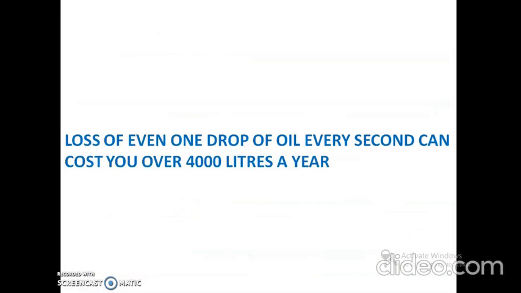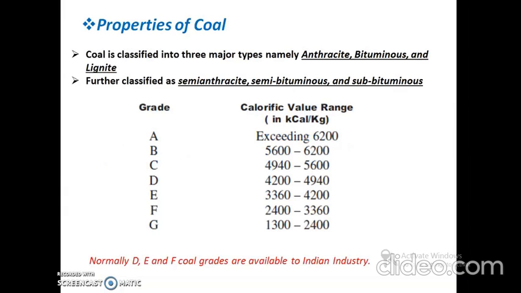And then as an energy auditor, you must remember this line: while conducting the walkthrough audit or actual audit, be careful and observe whether there is any leakage in the fuel supply line. A loss of one drop of oil every second can cost you about 4,000 liters a year. That's quite high.